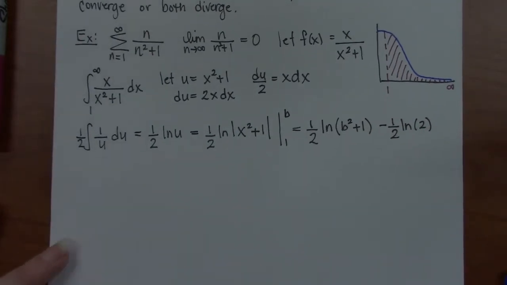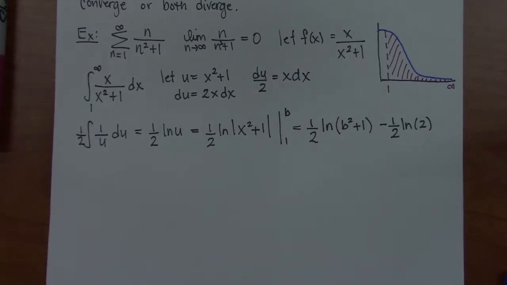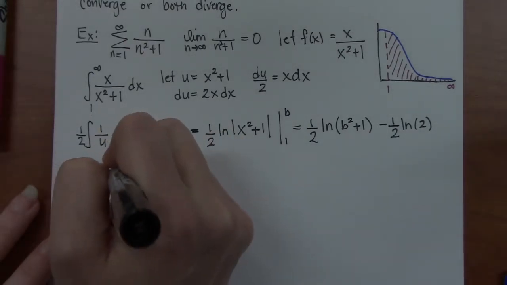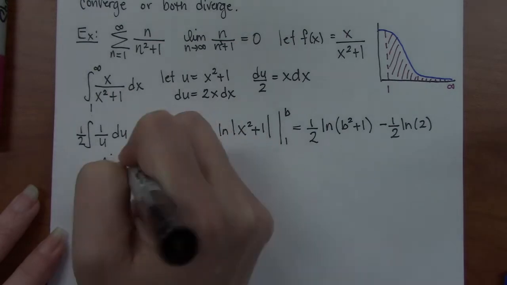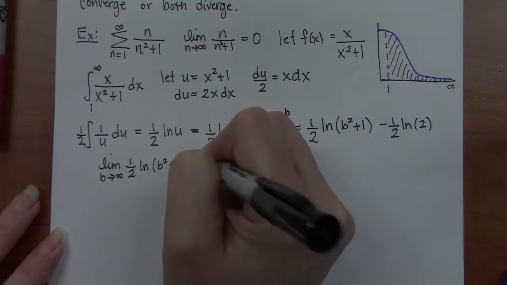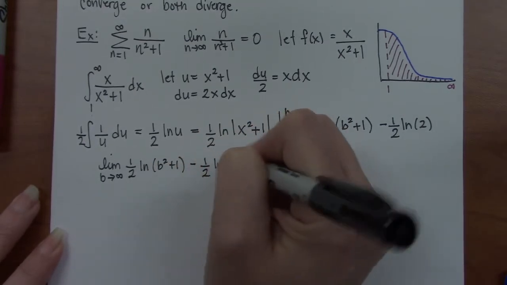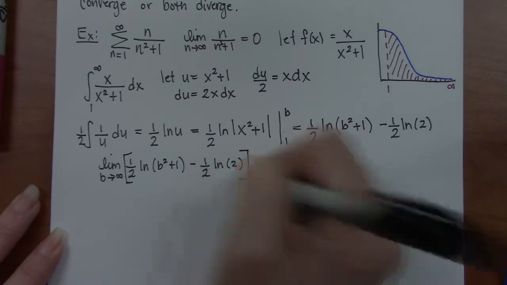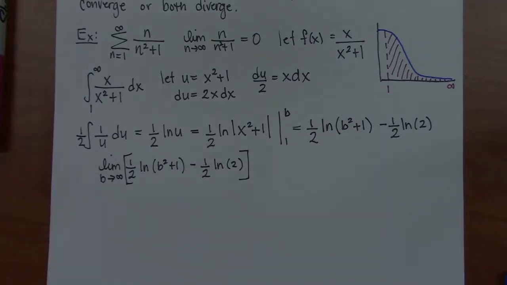So the next step when you're evaluating an improper integral, once you've replaced it with b, is we now say, well, what was b taking the place of? So in this case, b was taking the place of infinity. So then we use a limit to see how our answer behaves as b goes to infinity. So the limit as b goes to infinity of 1/2 times the natural log of b squared plus 1 minus 1/2 the natural log of 2. So does anybody remember what natural log does as you make the inputs go to infinity?